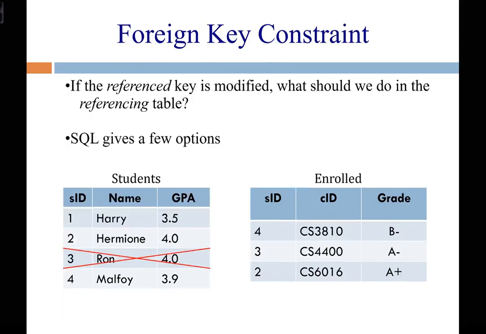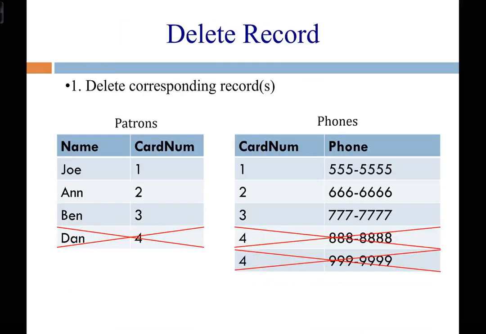Now the question is, so there's still this problem. I could have the data set up like this, where something in the enrolled table references something in the students table, and then I want to delete that student. So the question is, what do we do when that happens? SQL gives a few options. I'm going to switch between library and students based on which will illustrate the example better.